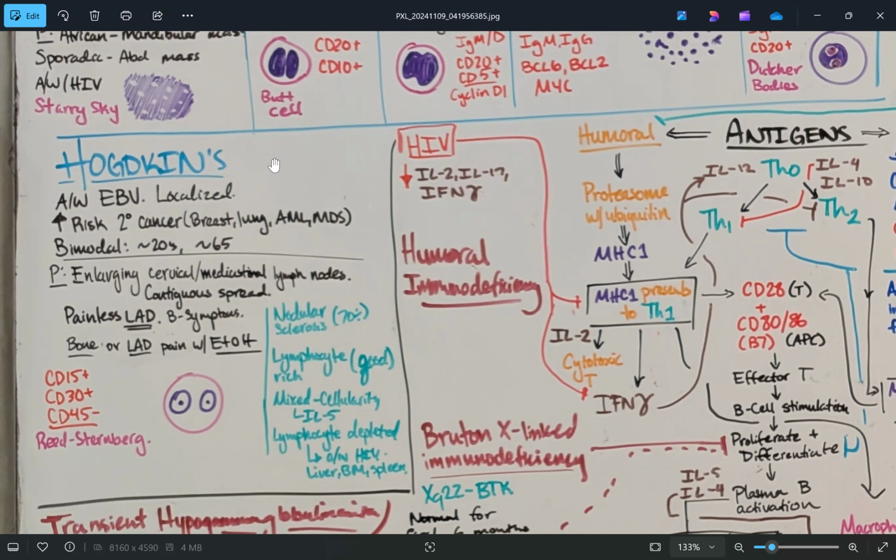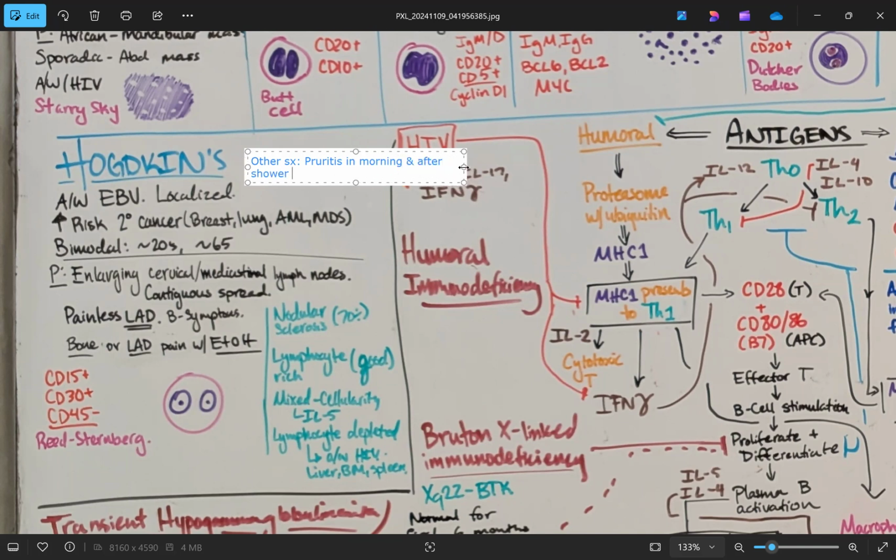It'll present with enlarging cervical and mediastinal lymph nodes with contiguous spread, contiguous again meaning close by. Again, painless LAD is pretty big for this. And you also have your B symptoms again, your fevers, night sweats, and weight loss. And then, even though you have painless lymphadenopathy, when you drink alcohol, you either have bone pain or lymphadenopathy pain. So that's pretty big. If someone comes in saying, hey, ow, I have a lot of bone pain after I drink some booze on the exam test, you'll think Hodgkin's again.